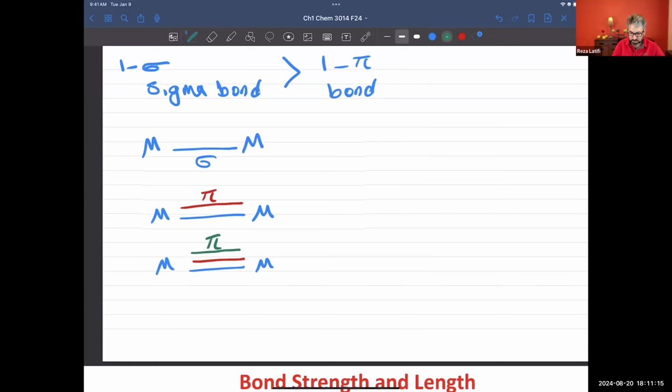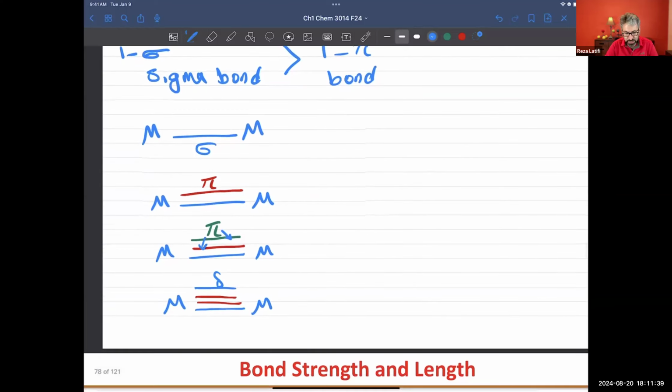If I continue and build four of them, I will get two pi bonds, and the last one is going to be delta. So the fourth one will be delta. The second and third one we call pi. The first one is always sigma. As the order goes up, the bond will be shorter. So let's call these 1, 2, 3, 4.